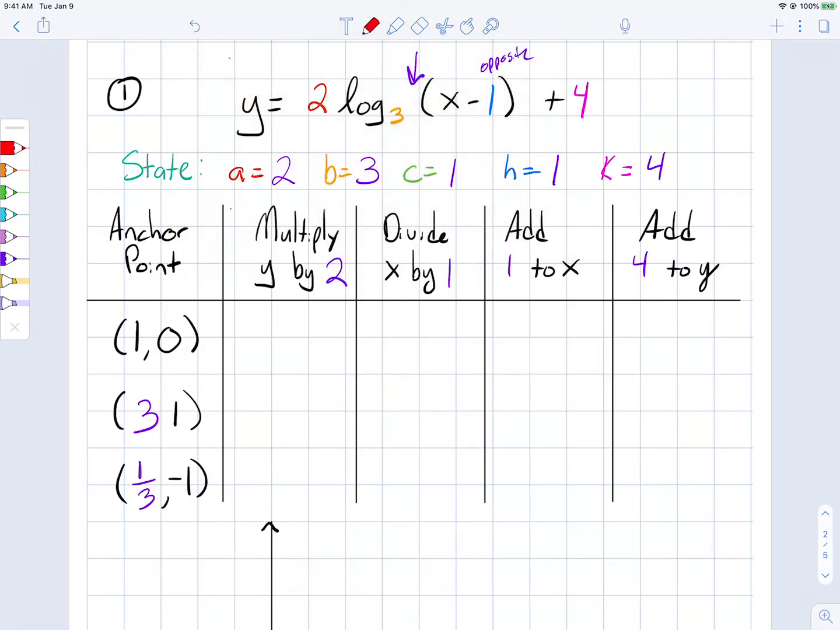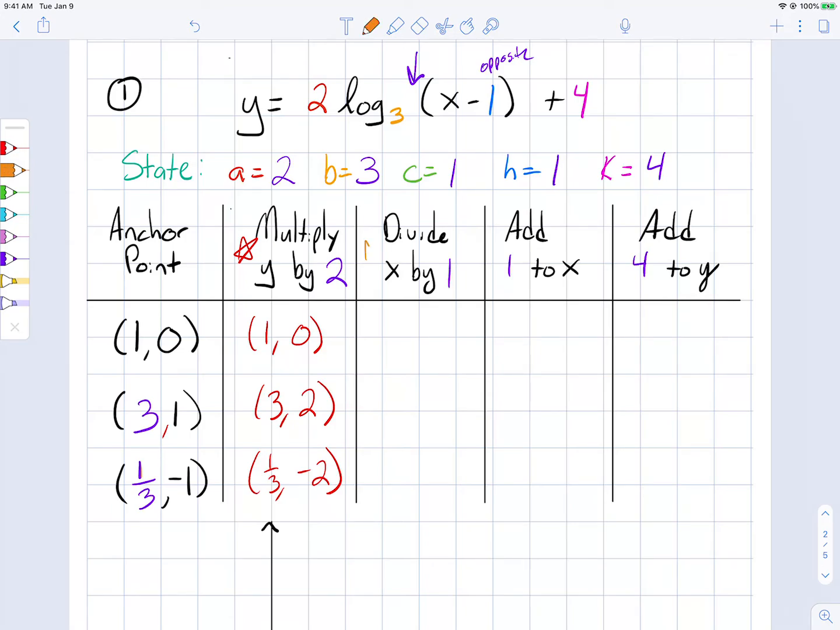So first I'm going to multiply y by 2. So 1 comma 0 times 2 is 0. 3 comma 1 times 2 is 2. 1/3 comma negative 1 times 2 is negative 2. So these are my new points. So you'll see that I'm writing my points as I go.